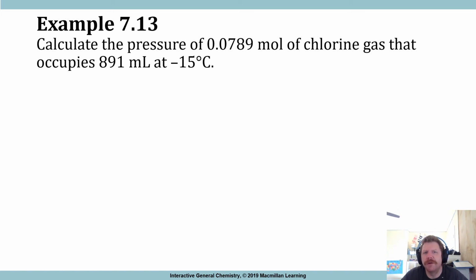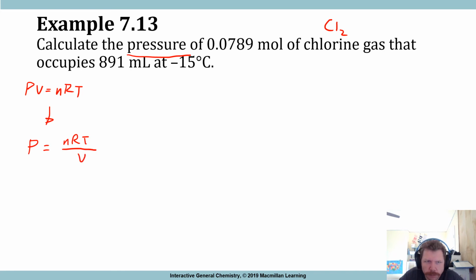Calculate the pressure of 0.00789 mole of chlorine gas, Cl2, that occupies 891 milliliters at negative 15 degrees Celsius. Okay, so this has two unit conversions that we need to take into consideration, and we're calculating the pressure. So again, our equation PV equals nRT. Let's rearrange that. This is a simple rearrangement: P is equal to nRT over V, because we divided each side by volume.